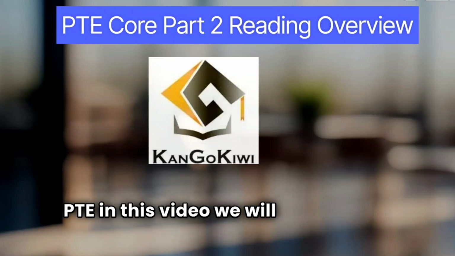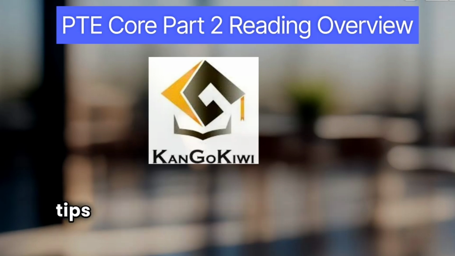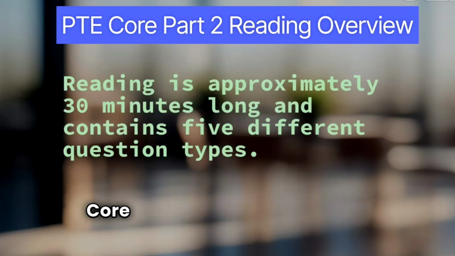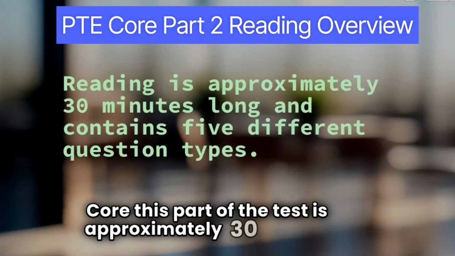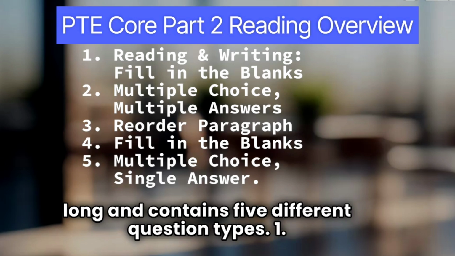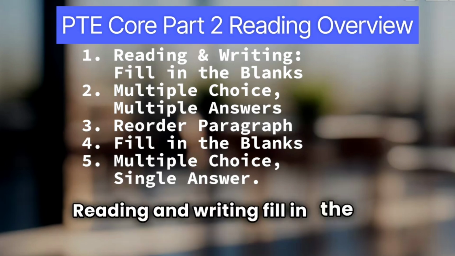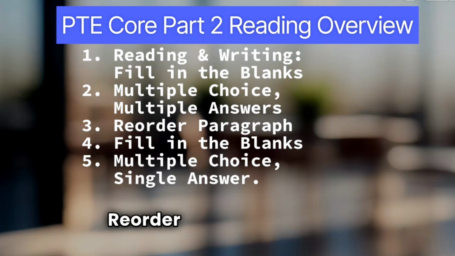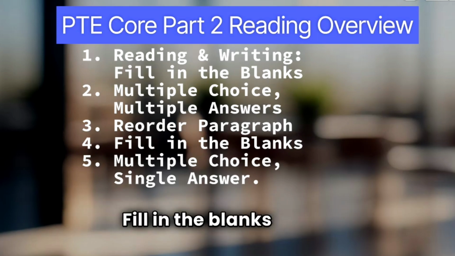In this video, we will discuss the entire format, tips, and scoring criteria of Part 2 reading of PTE Core. This part of the test is approximately 30 minutes long and contains 5 different question types. 1. Reading and writing: Fill in the blanks. 2. Multiple choice, multiple answers. 3. Reorder paragraph. 4. Fill in the blanks. 5.